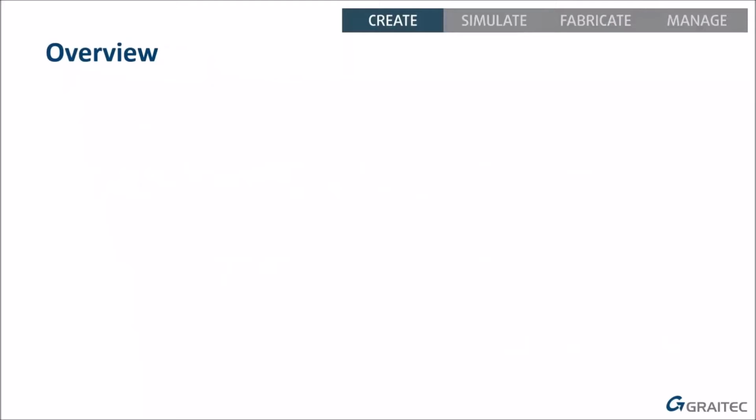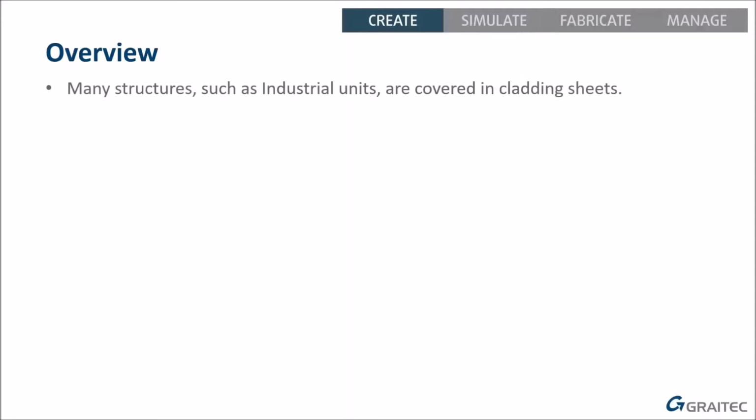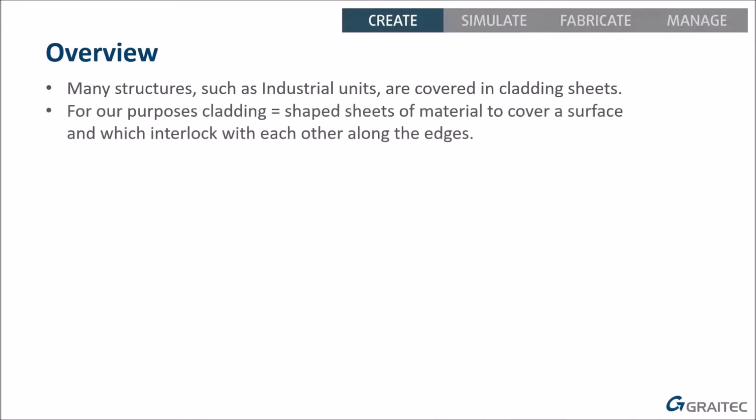Moving on to this particular webinar, what are we all about today? Well, many structures, such as industrial units, classically are covered with cladding sheets. Just to be clear and to define it for our purposes, we're talking about shaped sheets of material, usually in long strips, to cover a surface of a building, and they interlock with each other along the edges. We're not talking about fixed size panels that interlock on all four sides. That can't be covered with the macros or special tools in Advance Steel, so you'd have to model those manually. These are long sheets that interlock down the edges.